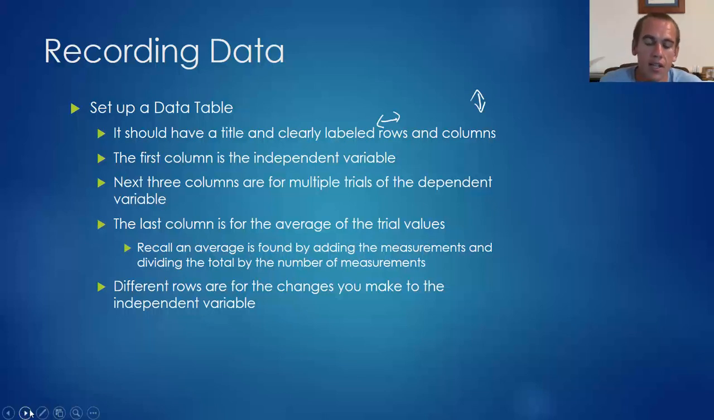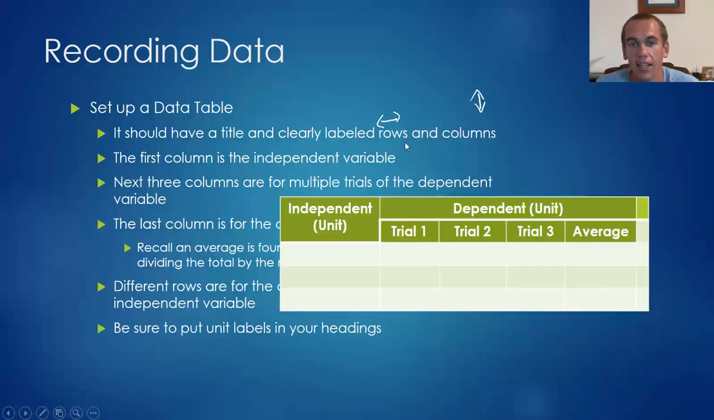So row 1 is going to be multiple things of the same trial. Row 2 is multiple things second trial, or the change in your independent variable. So if we take a look, here is an example data table. I have the independent variable over here. Now you won't write unit, you'll write whatever unit you're measuring in. So that could be centimeters, that could be kilograms, that could be seconds, whatever your independent variable happens to be.